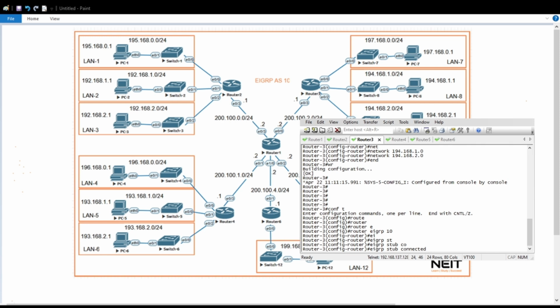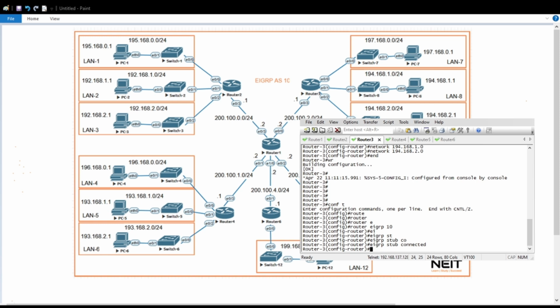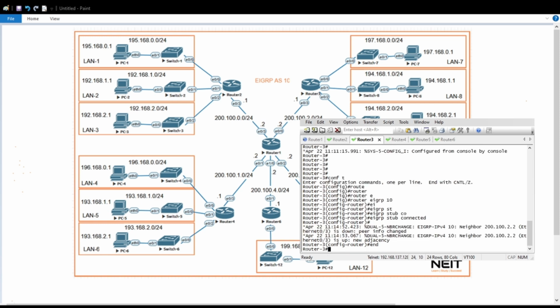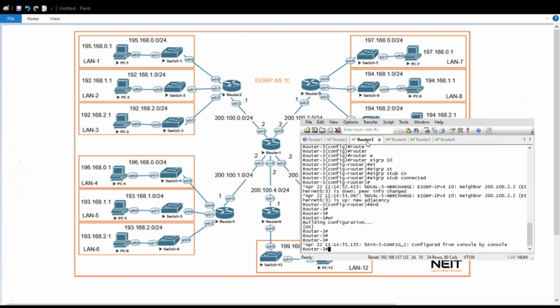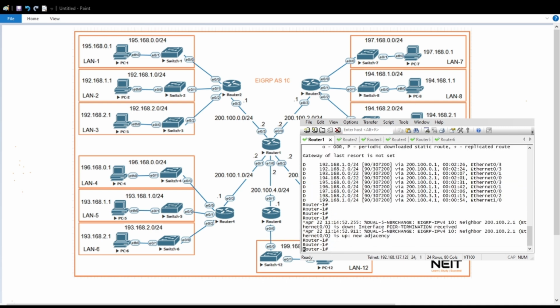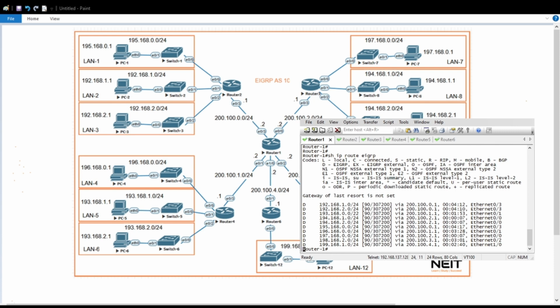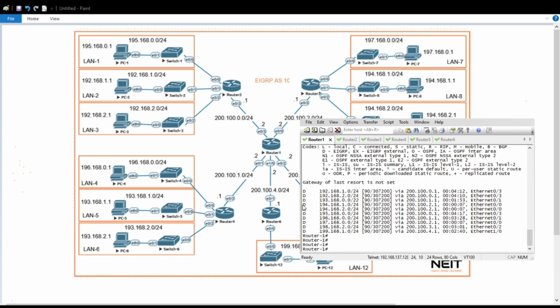After using the keyword connected, router 3 will only advertise the directly connected networks. It will not advertise the summary addresses towards router 1. Now if we check the routing table of router 1 again, we can see that router 1 is receiving the specific networks for LAN 8 and LAN 9.